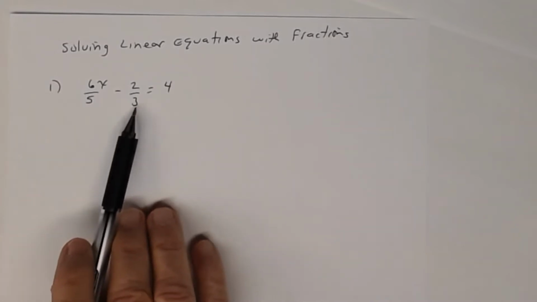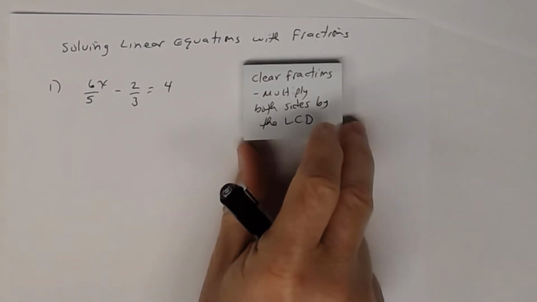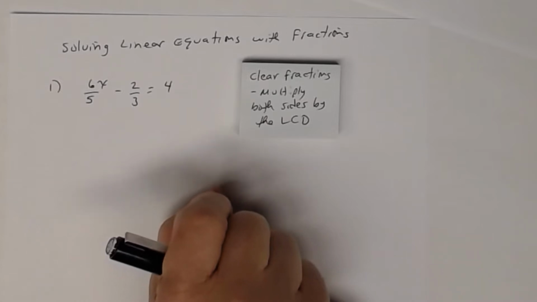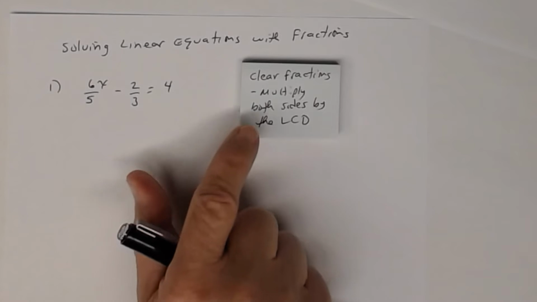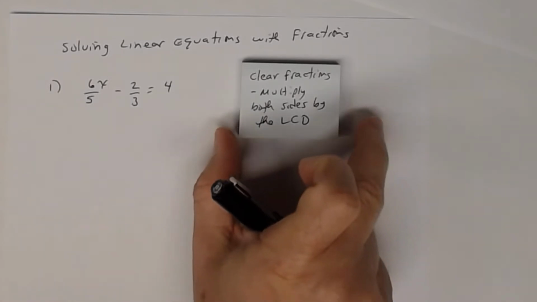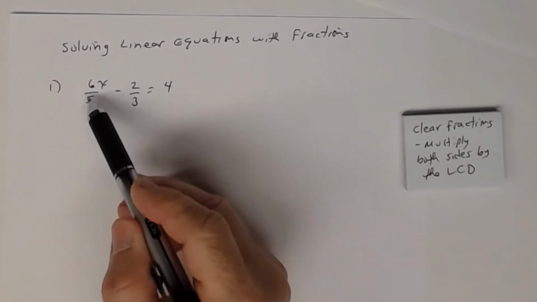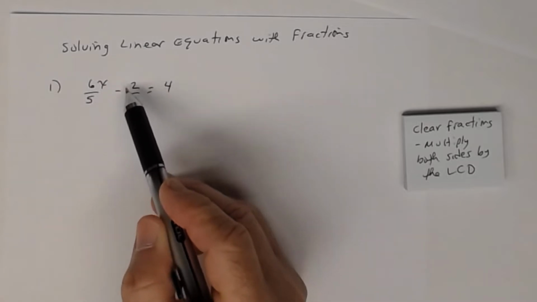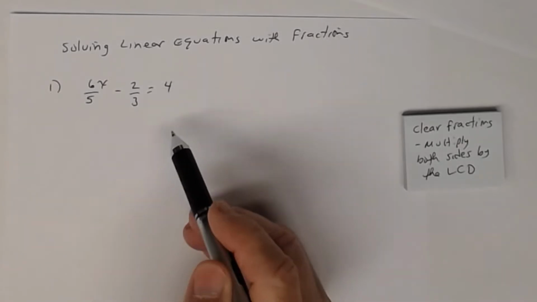Now, the best way to do this is to go ahead and clear those fractions. We're going to clear those fractions by multiplying both sides by the least common denominator. That's the best way of solving linear equations with fractions: multiply both sides by the least common denominator. Now, technically, you have three fractions here. You have 6x divided by 5, subtract 2/3. In terms of terms, we can consider this term as negative 2/3. And then we have this fraction 4 divided by 1.